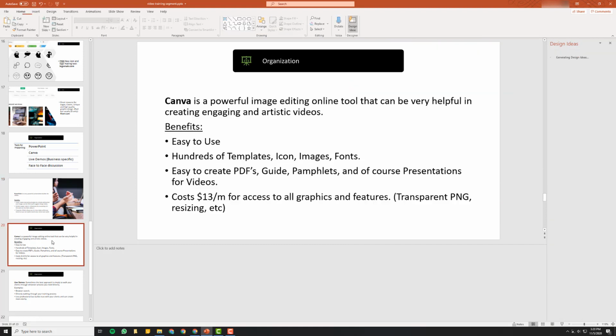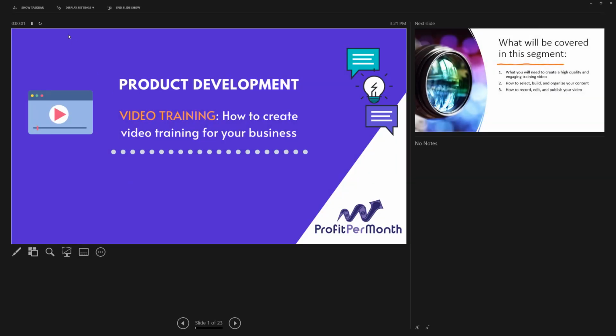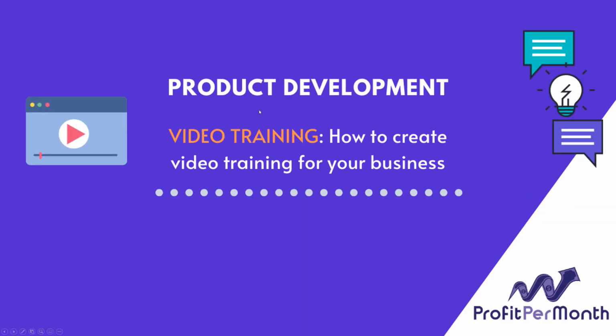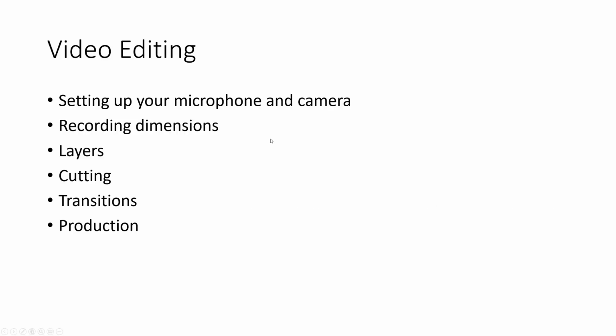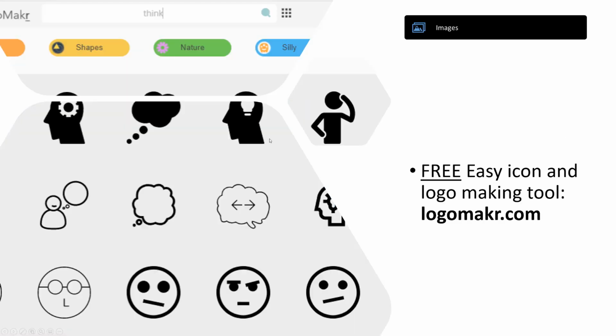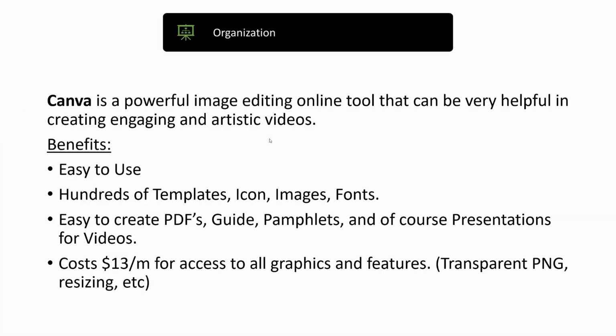So next, we'll go ahead and go back to presenter mode. Give me a second to swap this over and catch up to where we were. But the next and second important option for creating content is Canva. Canva is a really powerful image editing online tool and can be very helpful in creating engaging and artistic videos.